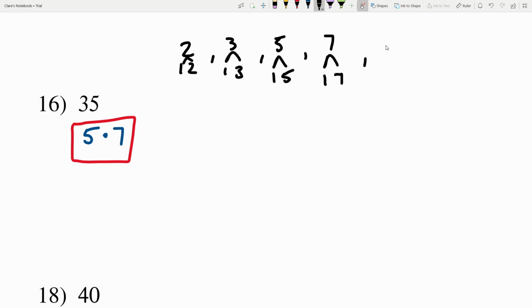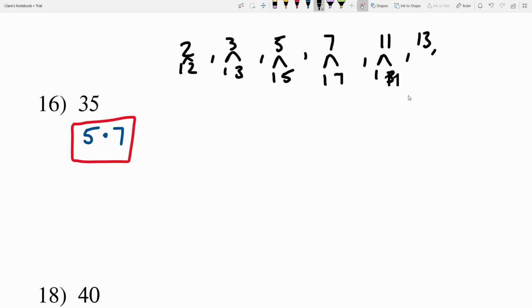10 wouldn't work. It's even. We know it's divisible by 2. 11 would be next. That's just 1 and 11. And then after that, the next prime number would be 13. And we know that we can count out all the evens. So let's just go through odds.